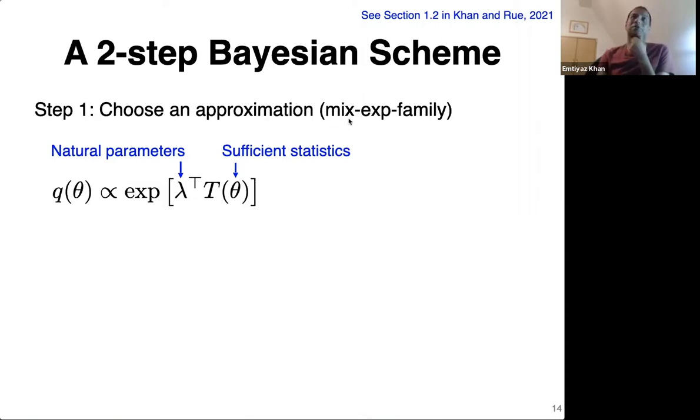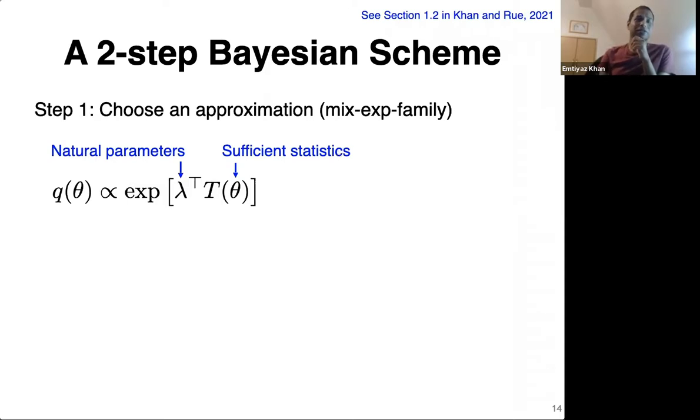In the paper, we restrict to mixtures of exponential family distributions. These are quite a large class of distributions. So it includes, of course, Gaussian and Bernoulli and all of this standard exponential family. But it also includes things like Laplace distribution and finite mixtures of Gaussians and other things. There's a huge list in the paper that I will encourage you to check out.